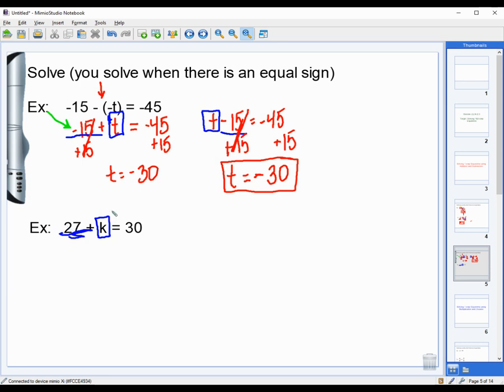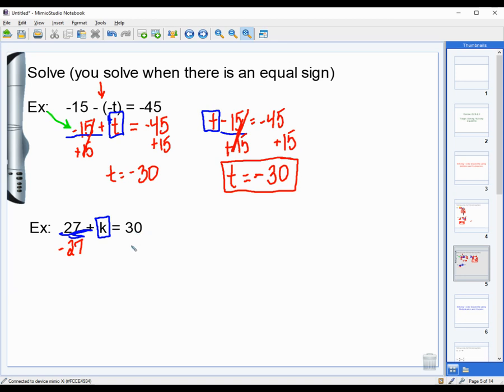So in order to get k by itself, we know we have to do something with this 27. So we are actually going to change it from positive, and we are going to subtract it away or turn it to a negative, okay? This is a positive 27, so we're going to do the opposite, and we're going to write a minus 27.